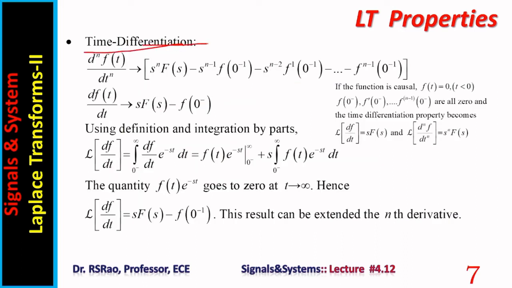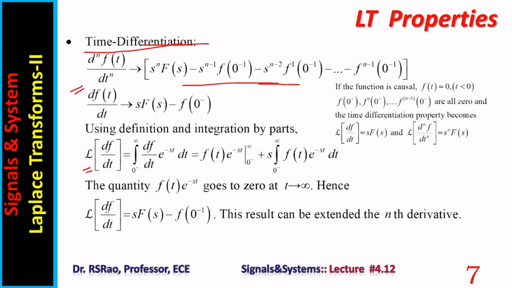Now the time differentiation property. The Laplace transform of the nth derivative of f of t is a long expression: s power n f of s minus s power n minus 1 f of 0 minus s power n minus 2 f prime of 0, and so on, so many terms. To get this relation, consider differentiation of f once with respect to t.